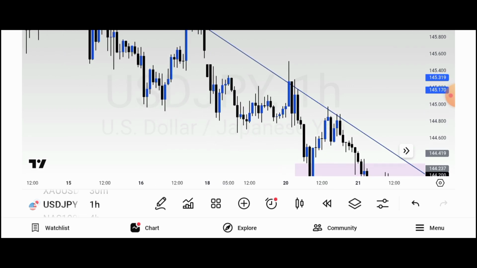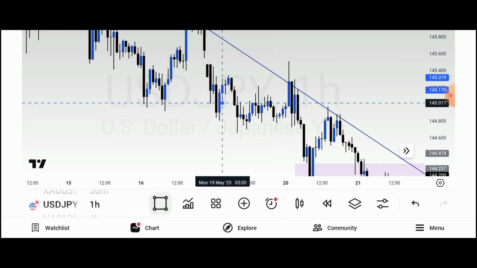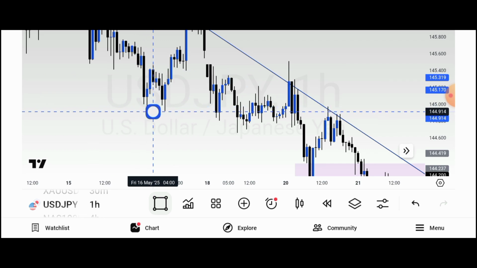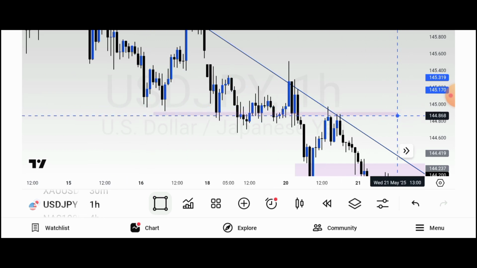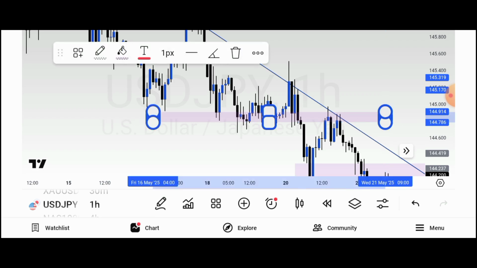Now, I don't just mark support and resistance and trade every support and resistance I see. There are some that are better than others, and I will want to focus on high probability setups. High probability setups are those that have more elements of confluence.